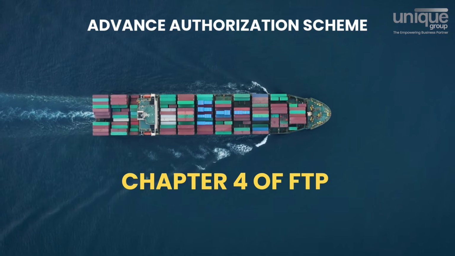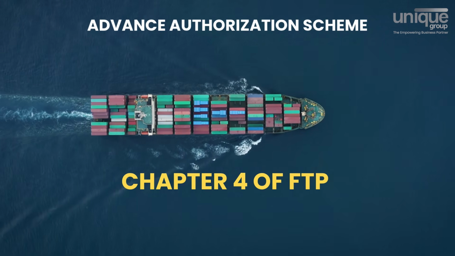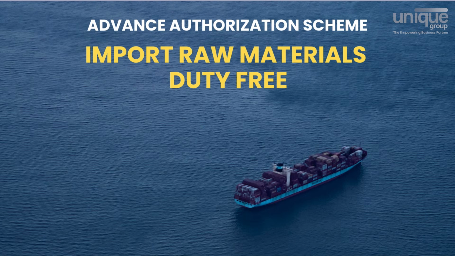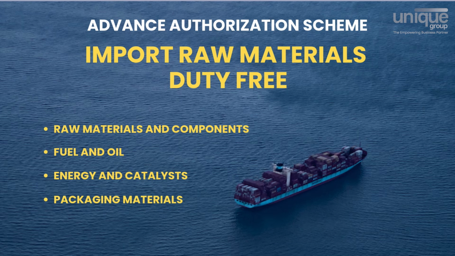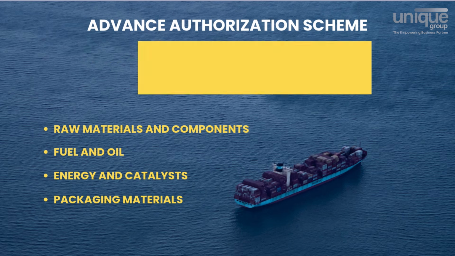This is a duty exemption scheme found in Chapter 4 of the Foreign Trade Policy. It allows you to import raw materials that are physically incorporated into your export product without paying customs duty. This includes raw materials and components, fuel and oil, energy and catalysts, even packaging materials. Whether you are a manufacturer exporter or a merchant exporter with a supporting manufacturer, you are eligible.